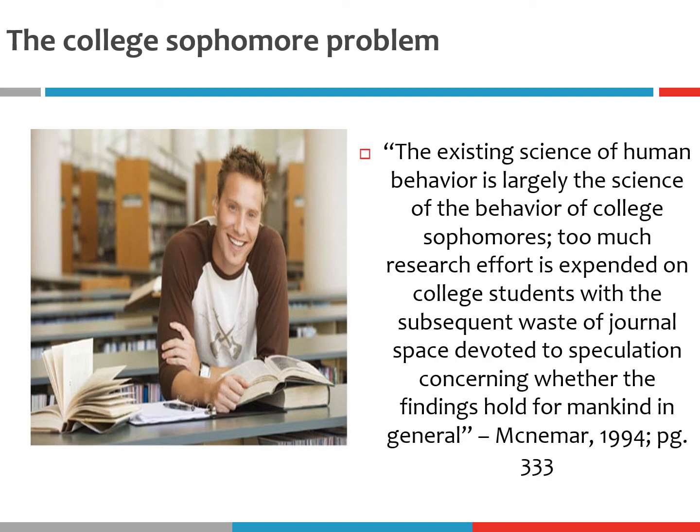A related problem that we have is something called the college sophomore problem. Okay, so I'm just going to read you this quote really quick because it's a nice synopsis of this issue. It says, the existing science of human behavior is largely the science of the behavior of college sophomores. Too much research effort is expended on college students with the subsequent waste of journal space devoted to speculation concerning whether findings hold for mankind in general.